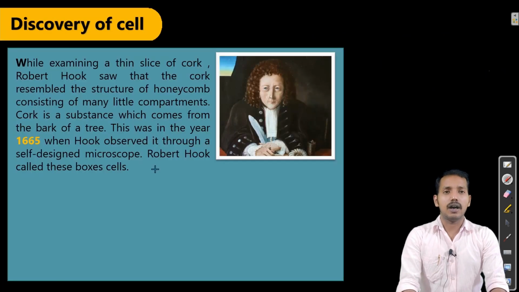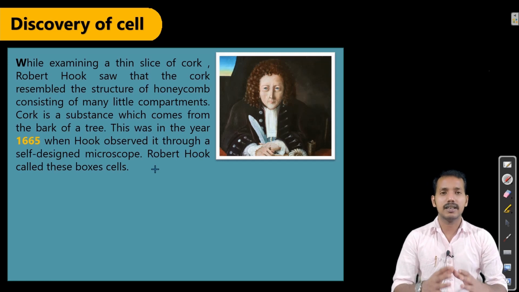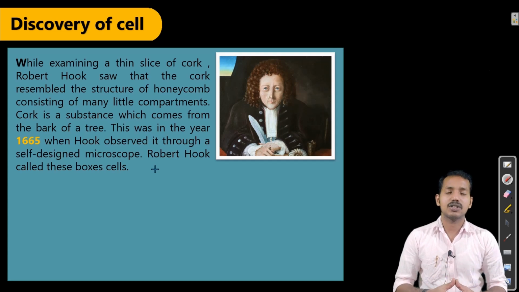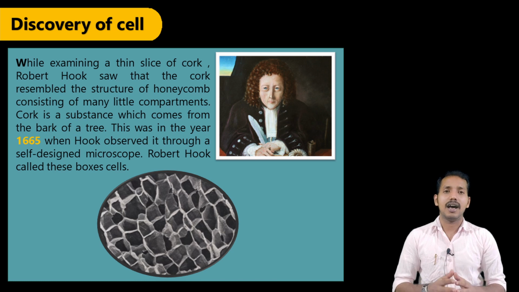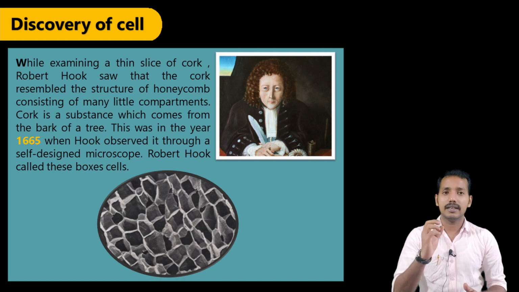In 1665, the scientist named Robert Hooke took a slice of cork and observed it under a self-designed microscope, which is actually a simple magnifying lens. And he saw that the cork resembled the structure of a honeycomb containing little compartments, and he called each compartment a cell. So the name cell was given by the scientist Robert Hooke. We know that cork cells are dead cells which are obtained from the outer layer of a tree. So he observed dead cells.